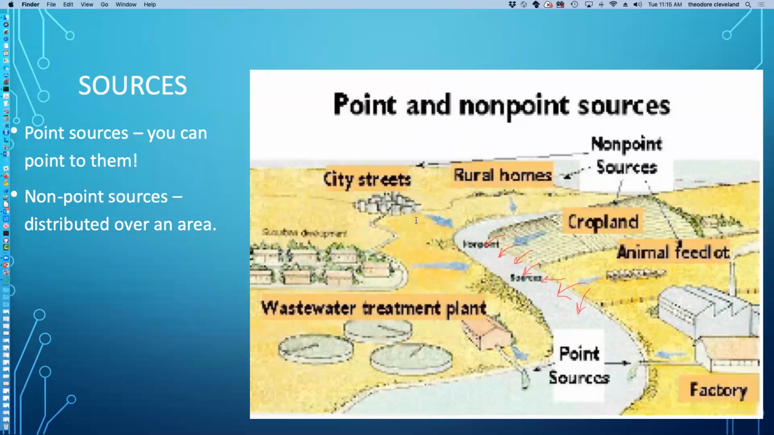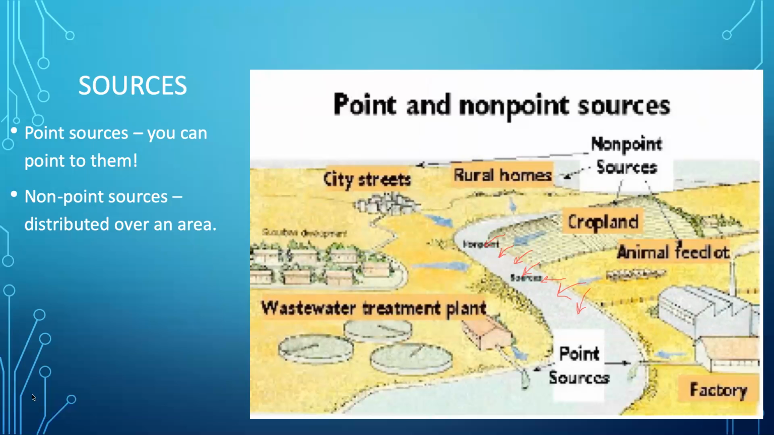Now, somewhat deceptive in this particular drawing is that it's likely that our Somewhere USA subdivision is going to drain to a single point by design. Similarly, our city is going to drain to a single point. Rural homes, don't know. Cropland, animal feedlots, clearly non-point sources as per the usual definition.